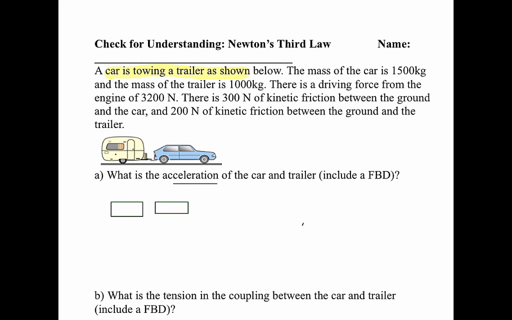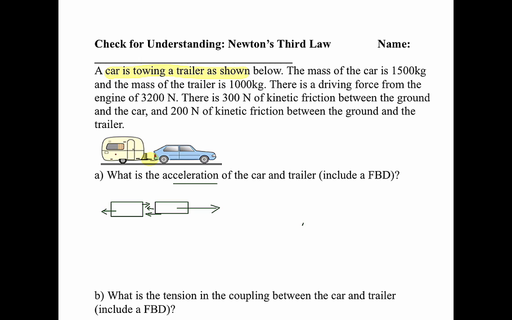And these two items are joined together by this coupling that's in between them, shown here. And the coupling has tension forces. There's a tension force backwards on the car, and there's a tension force forwards on the trailer. And these two forces are action-reaction pairs. It's a pair of tension forces. In addition to that, we've got the applied force forwards from the engine, and then we've got two frictional forces backwards, one on the car and one on the trailer.